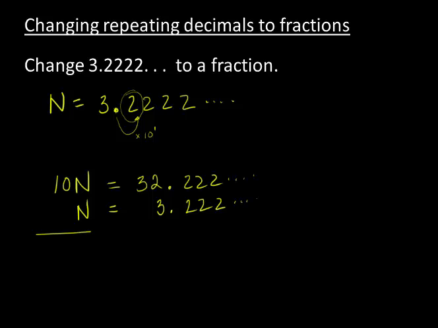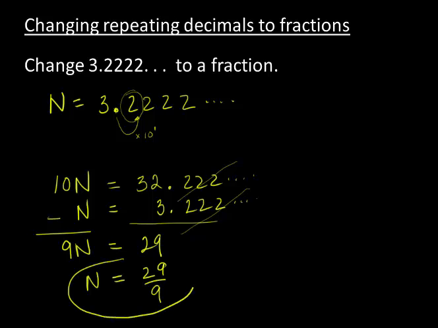Subtracting. And I have then again 10n minus one of them is 9n. And all of the decimal part goes away, and when we subtract we get 29. n is equal to 29 over 9. So this number here, 3.222 repeating, is 29 over 9.